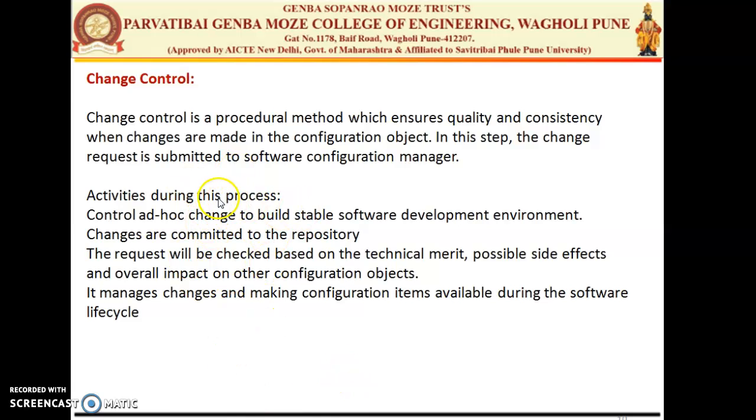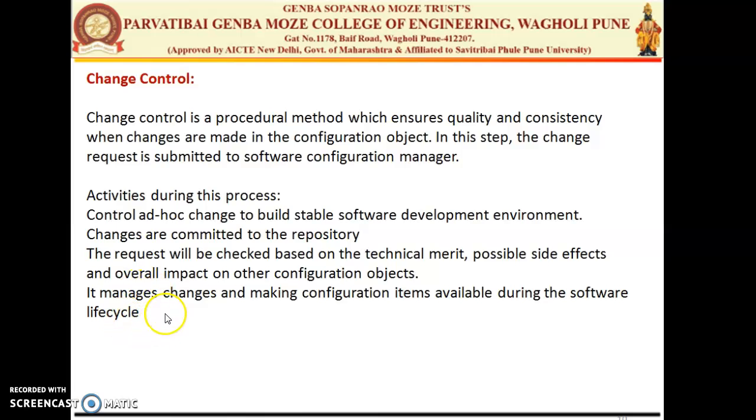So what activities are carried out in change control? The first one is to control ad hoc changes to build a stable software development environment. Second, changes are committed to the repository. The third one is that the request will be checked based upon its technical merit, the possible side effects on the product, and the overall impact on your configuration objects. So if all things are fine, then we will change the version, or we'll make the changes which are given by the developers, or which are given by the stakeholders indirectly.